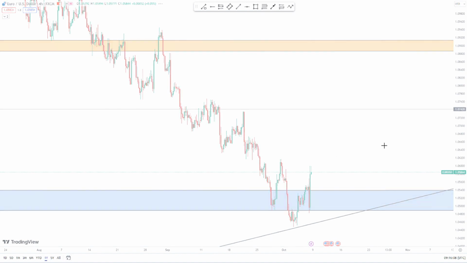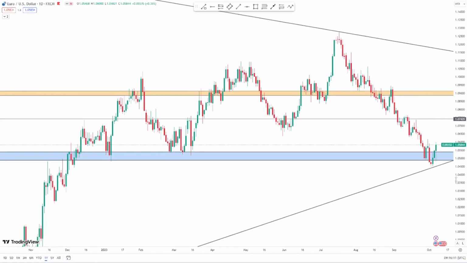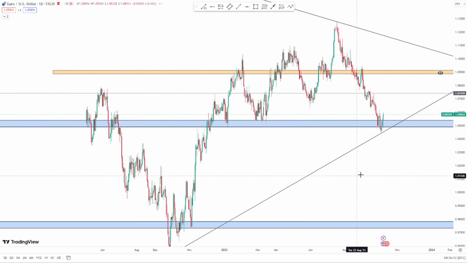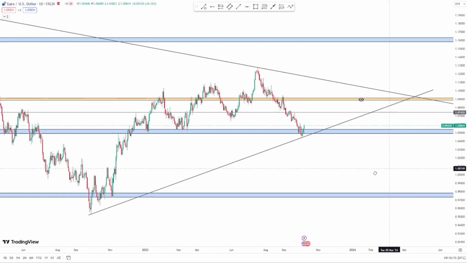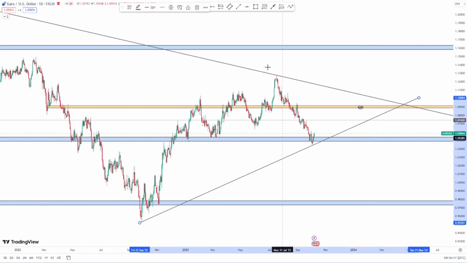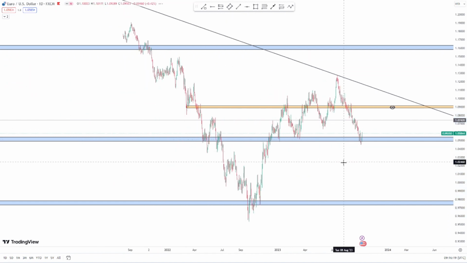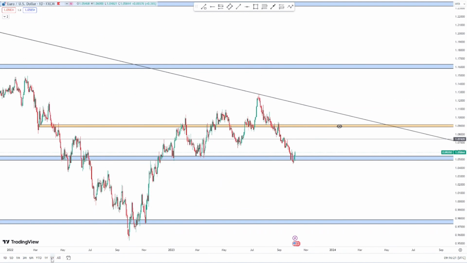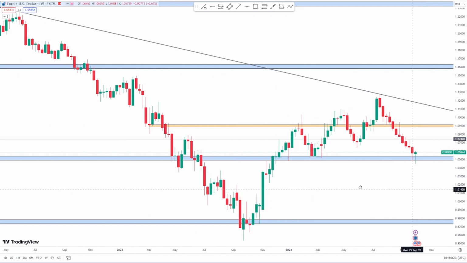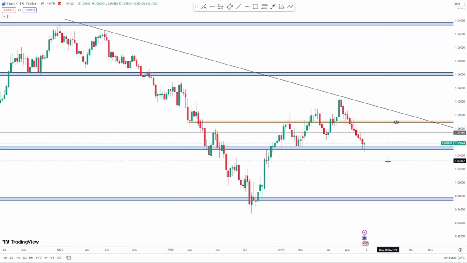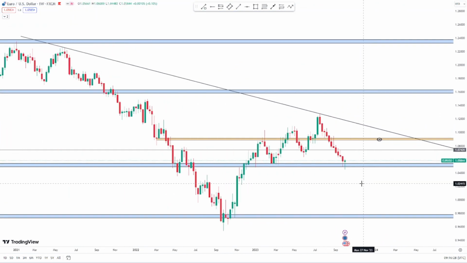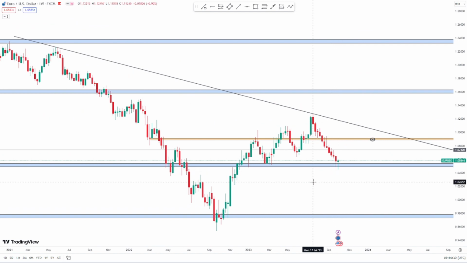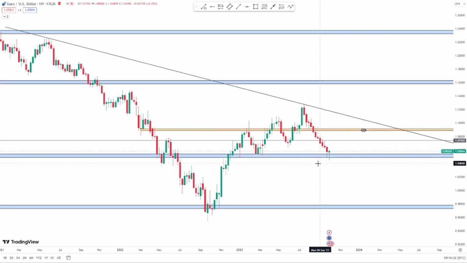Let's take a look at EURUSD quickly. This is EURUSD. Let me take off this one. Let's go to the weekly time frame. This is more clear. Half price is on the weekly time frame for EURUSD.